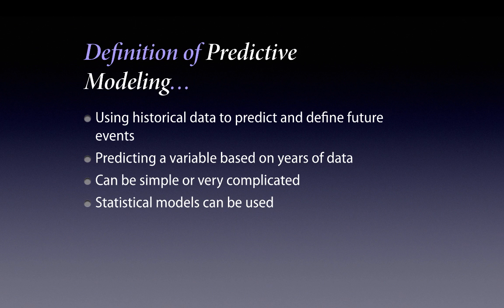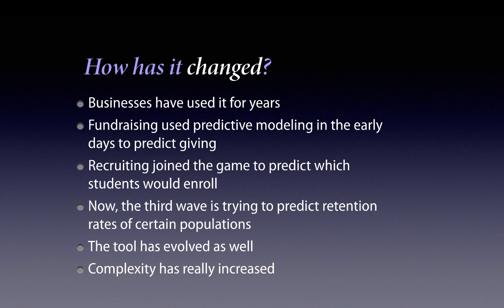So its evolution. Predictive modeling in higher education: first of all, corporations and businesses have been doing this for 30 or 40 years. Higher education was late to the game, and higher education first got into the predictive modeling business when it came to fundraising. So it really started with advancement and development offices looking at predictive data to determine who was going to be givers to an institution.